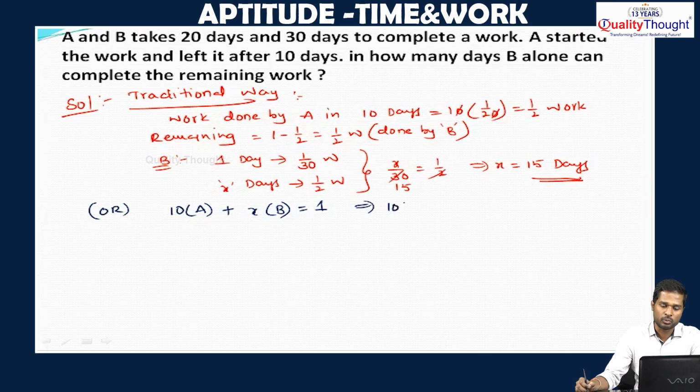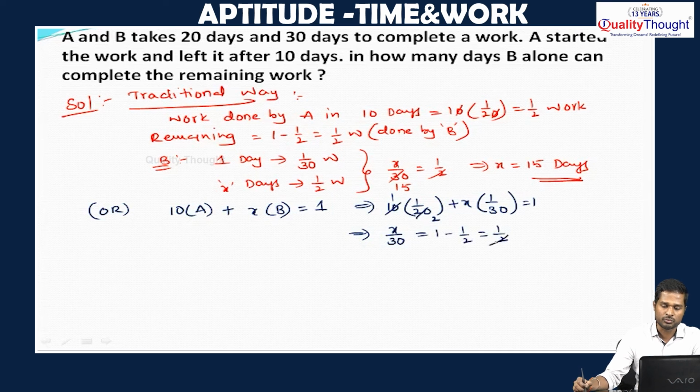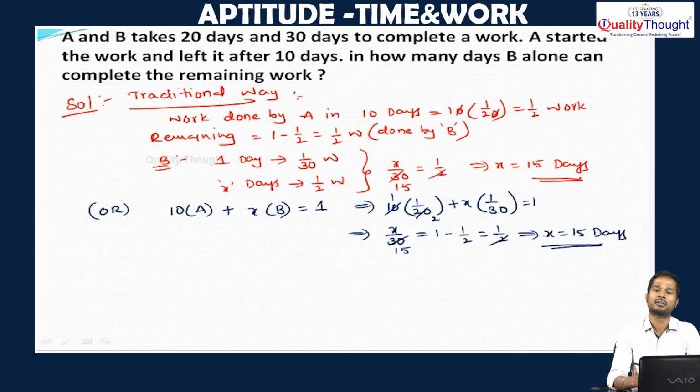So 10 into A's 1 day work, which is 1 by 20, plus x into B's 1 day work, which is 1 by 30, equals 1. So this is x by 30, you can cancel here, 10 1s are 10, 2s are 20. x by 30 equals 1 minus 1 by 2, which is 1 by 2, 2 1s are 2, 15s are 30. So B requires another 15 days to complete the work. This is the equation method you can use.